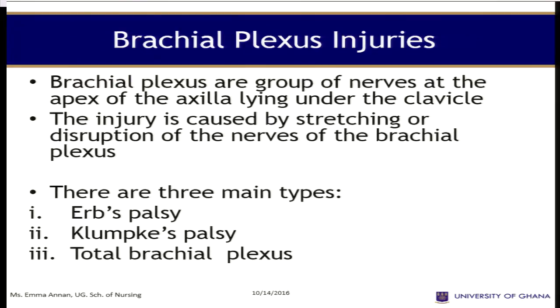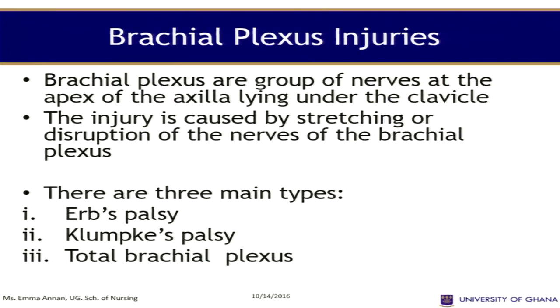Brachial plexus injury. The brachial plexus is a group of nerves at the apex of the axilla underlying the clavicle. The injury is caused by stretching or disruption of the nerves of the brachial plexus. There are 3 main types. The most common ones are the Erb's palsy, the Klumpke palsy, and the total brachial plexus palsy.